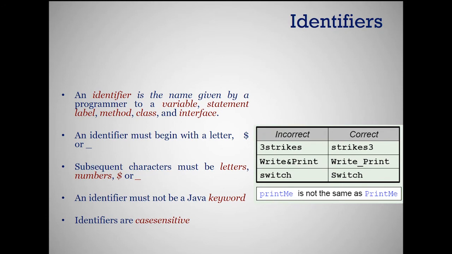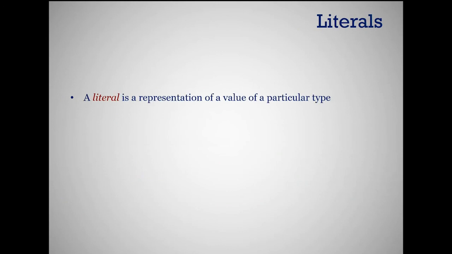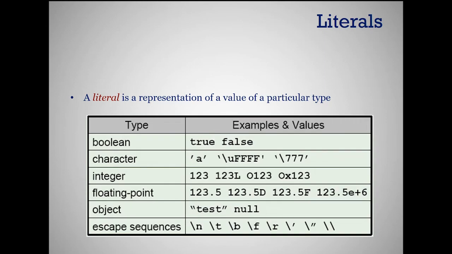So moving on. We have literals. A literal is a representation of a value of a particular type. For example here, we have Boolean, character, integer, floating point, object, and string. So these are literals. These are not data types yet. So Boolean means true or false. Characters, mga character. Integers, numbers. Floating point, pag may mga point.